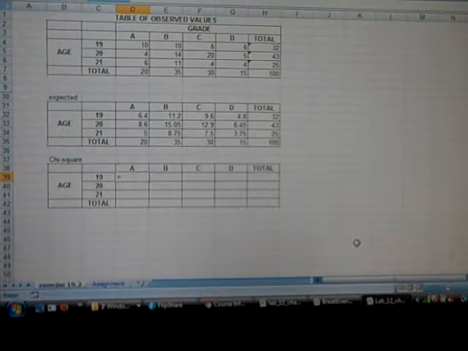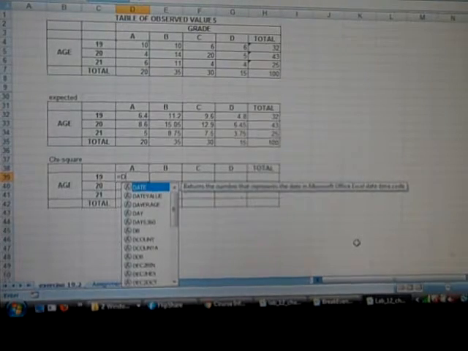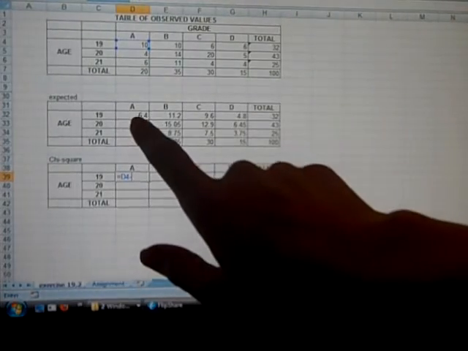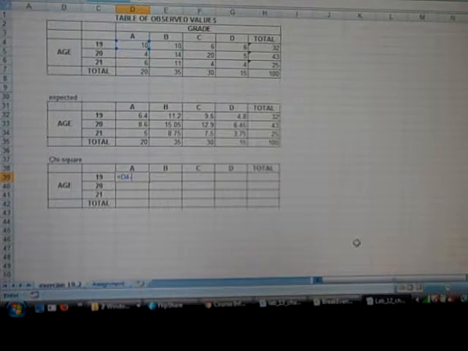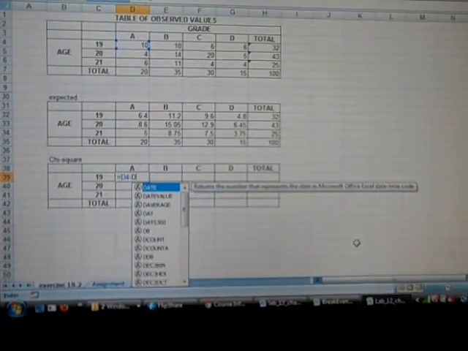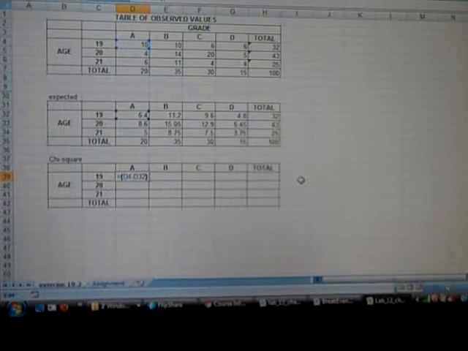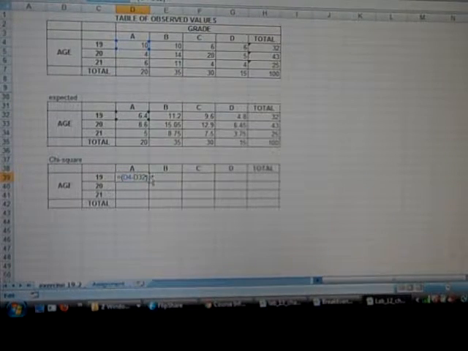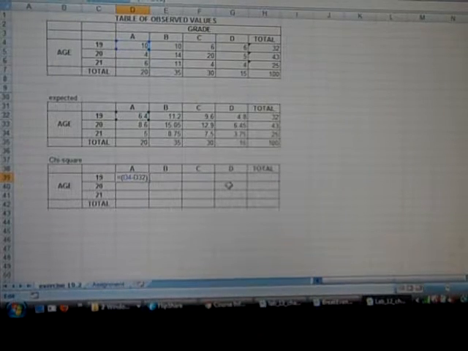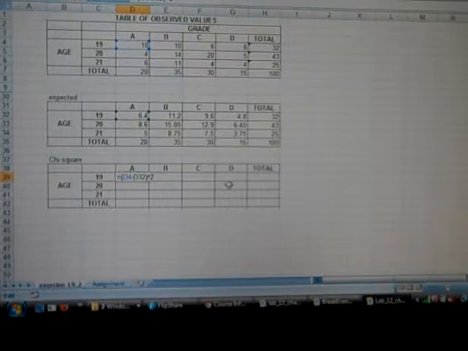And then so we're going to do the D4 minus the first value of the second table, which is D32. Okay, and then you're going to put these in parentheses, as you do with any chi-square analysis, and you're going to put it squared. And then you're going to divide that by D32 again.